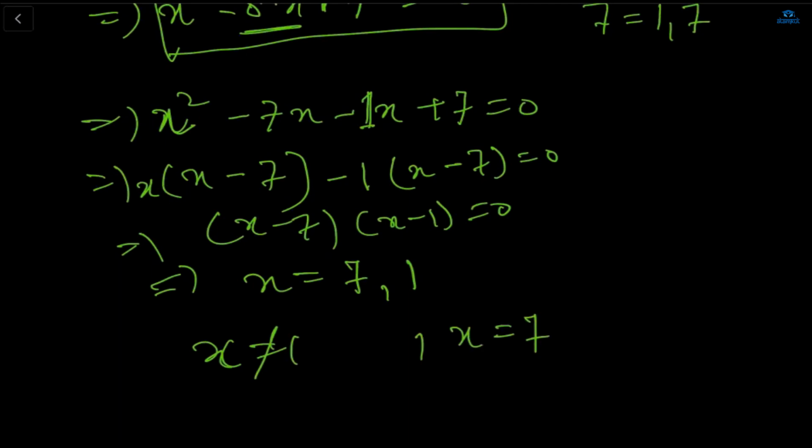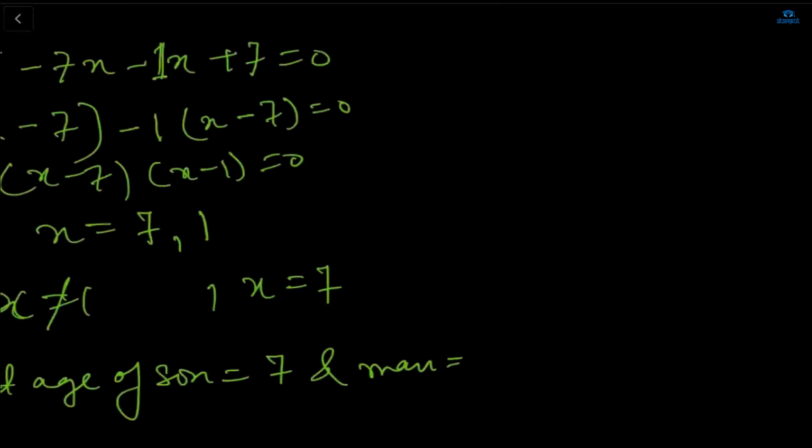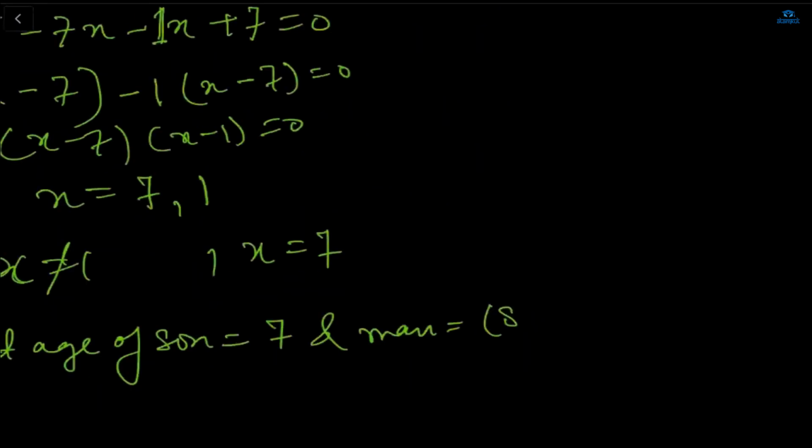Okay, understood. So if we are taking x is equal to 7, then the present age of the son is equal to 7, and what was the present age of the man? See, 8x minus 7. Okay, so it was 8x minus 7, which will be equal to 49 years. Okay, understood? Any doubt, anybody?